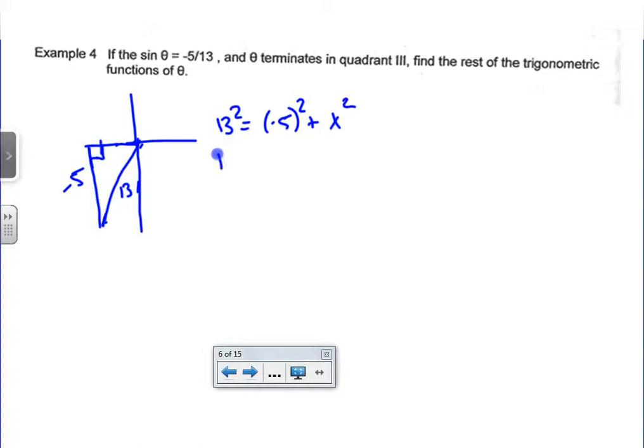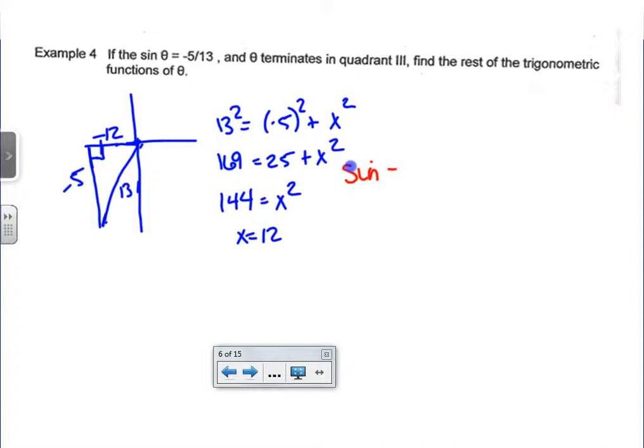So that's 169. We're going to subtract the 25, and this is a Pythagorean triple, which maybe you noticed right away, that the x value is going to be a distance of 12 units. But if you think about the coordinate plane, going left to get to that point means it's actually a negative 12. I'm going to label it that way so I have my correct signs for my trigonometric functions.